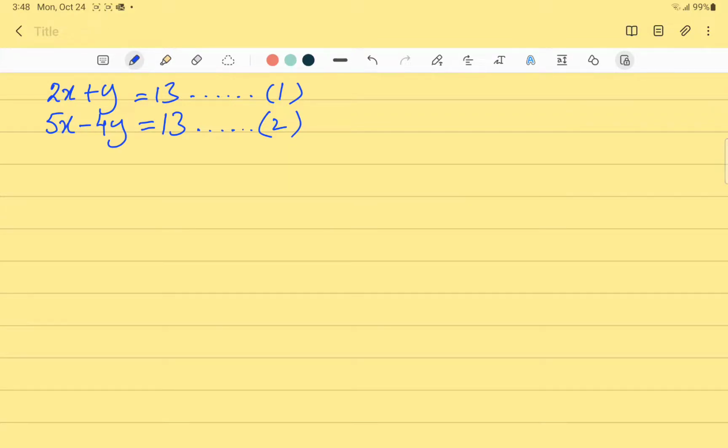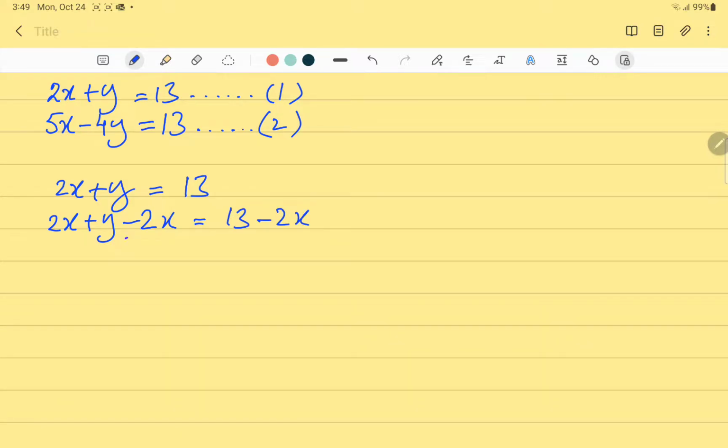To start with the solution of this question, we subtract 2x from both sides of equation number 1. Our equation number 1 is 2x plus y is equal to 13. So we subtract 2x from both sides. This minus 2x cancels with positive 2x. So y is equal to 13 minus 2x. Now we substitute this value of y in equation number 2.